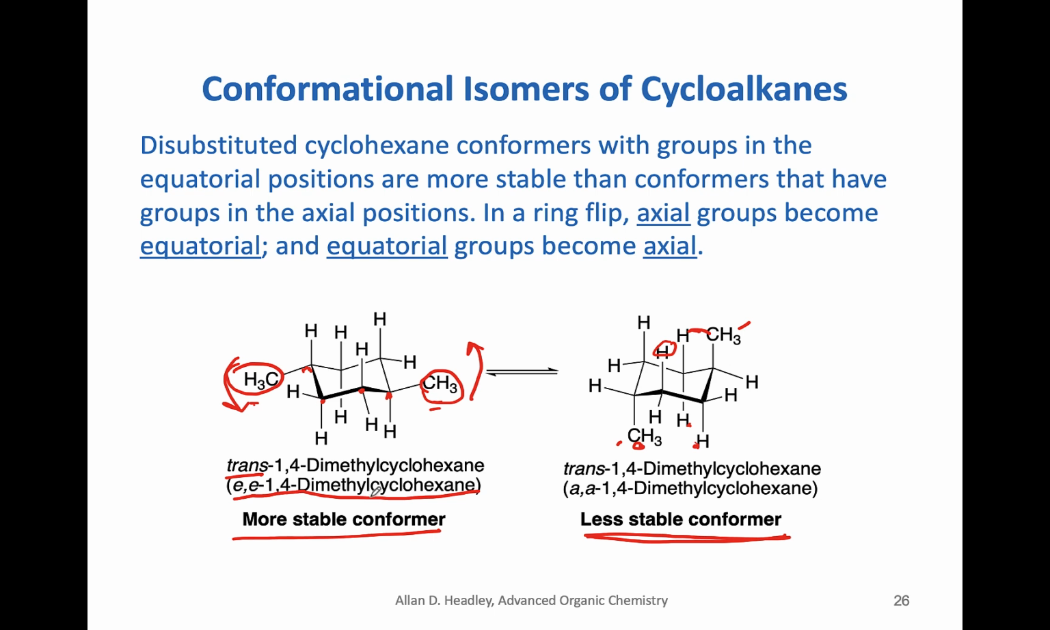We can describe this as the trans, or the EE, 1,4-dimethylcyclohexane. Doing the ring flip will only create another conformer, and this will be the same trans, but now we have the AA, axial, 1,4-dimethylcyclohexane. So again, you should be very familiar with the relationships between groups that are bonded to the cyclohexane ring in terms of equatorial versus axial.